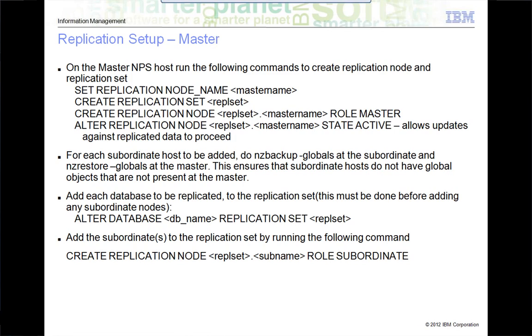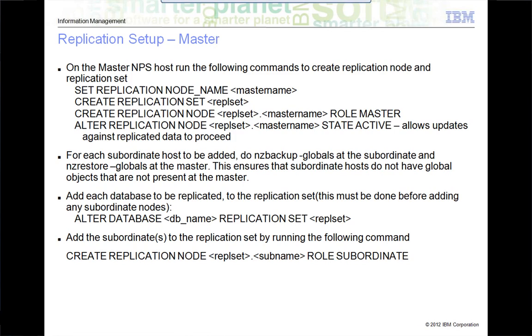And you do so by executing this command, set replication node name, and you have to give a name for the master node. This can be seen, of course, as the host name of the master node. This node name is only for replication purposes. So that's something that is easy to configure, that's all.